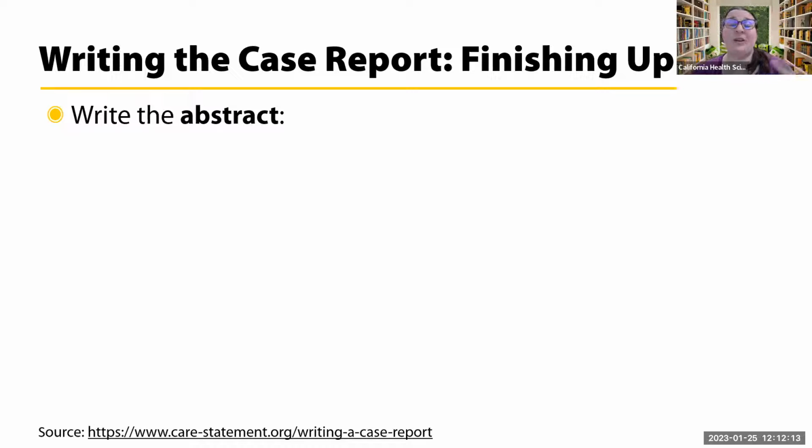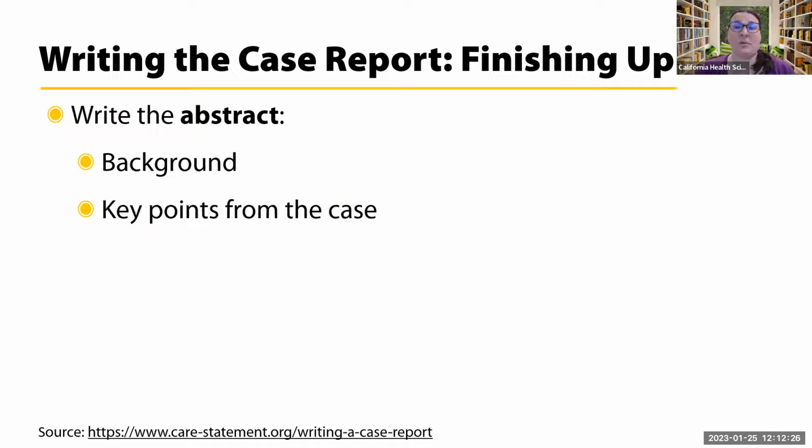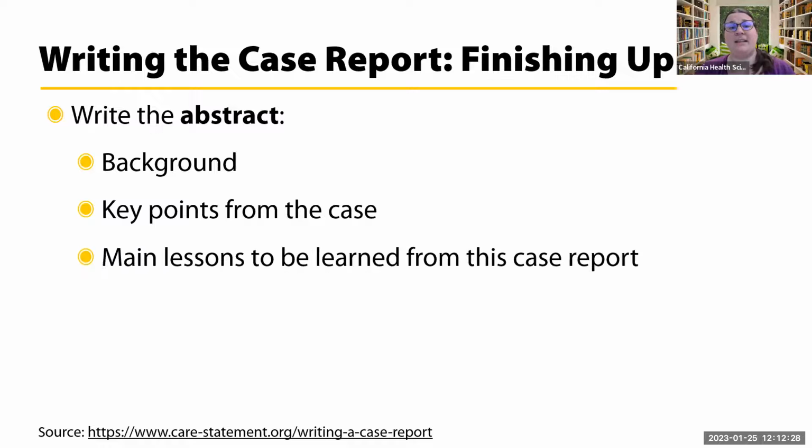So once you have written your case report in those different sections and you have your timeline, you're going to write the abstract, which is often easier to write when you are finished. And that's going to include your background, some key points from the case, main lessons to be learned from this case report. It is also not going to have any references or citations. And so that abstract is that brief summary.